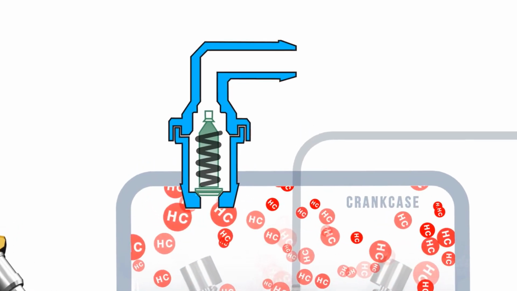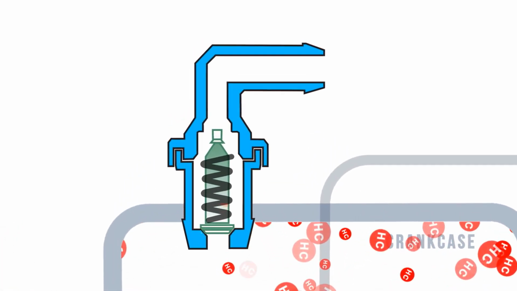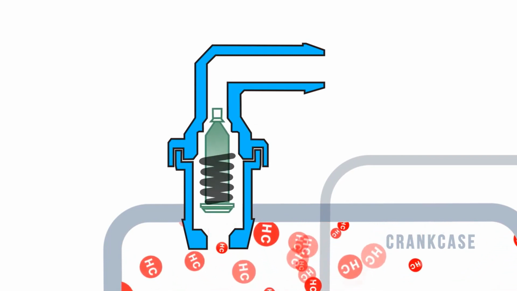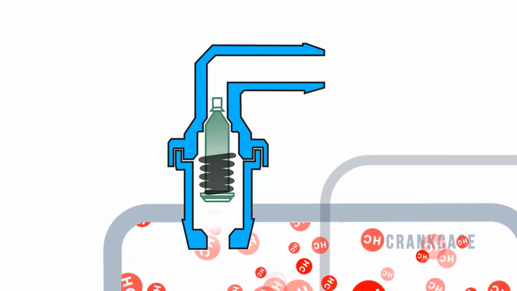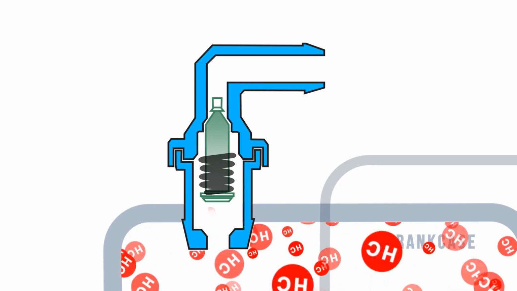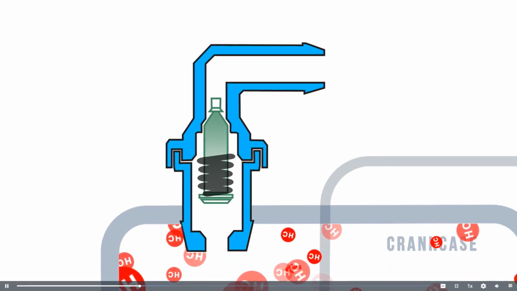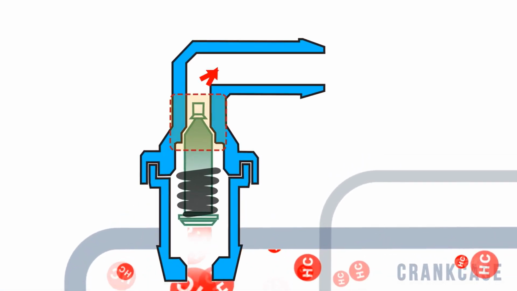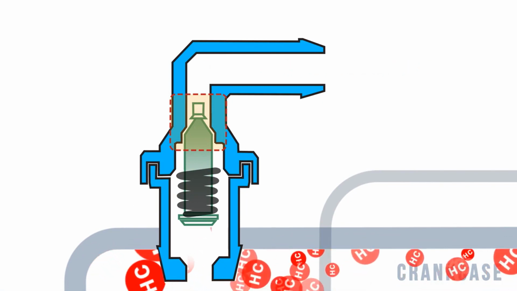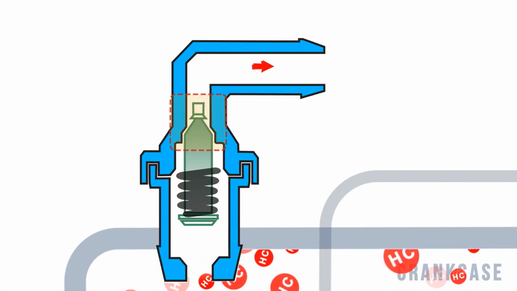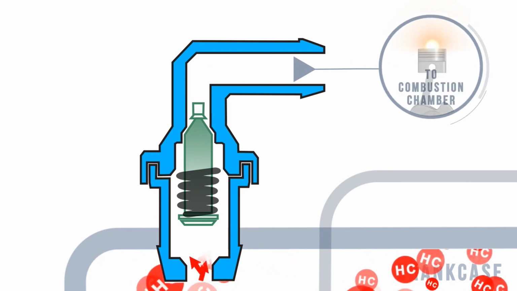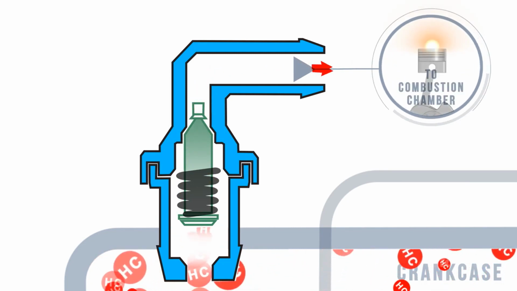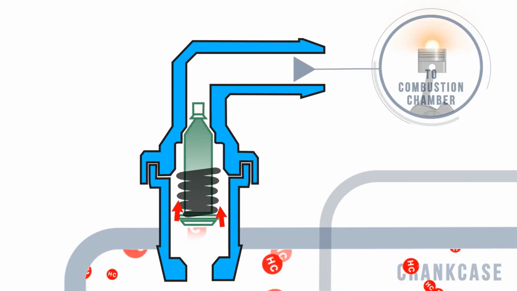Once the engine is started and it's idling, the tapered valve is drawn towards the vacuum source against the spring pressure. The spring is rated so it will compress under these vacuum conditions. The outlet port is minimised so only a small quantity of crankcase gases can exit to the intake manifold. These hydrocarbon emissions are drawn into the combustion chamber and are burned with the fresh air fuel charge.